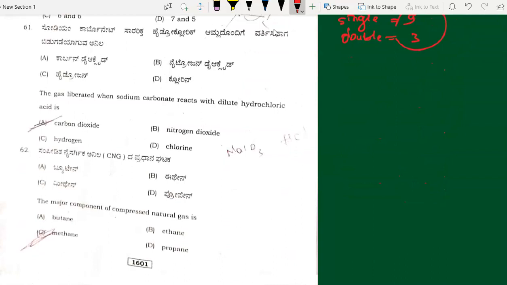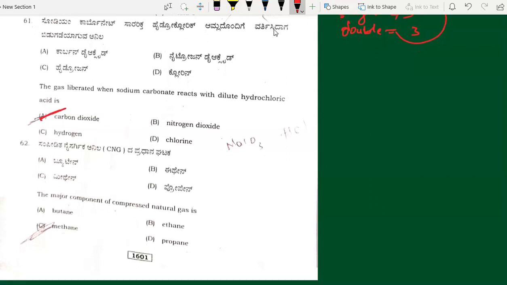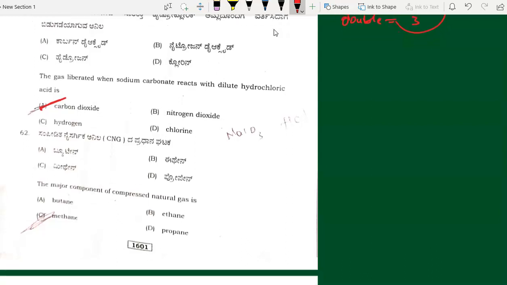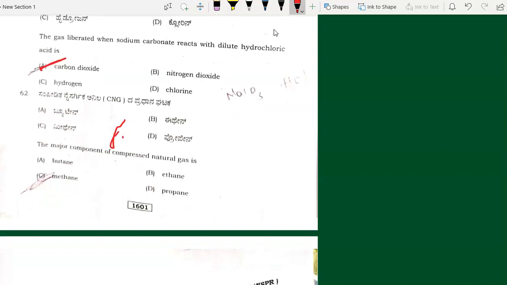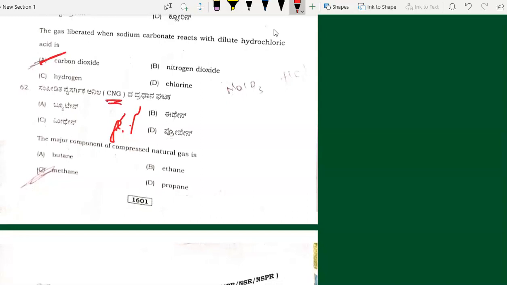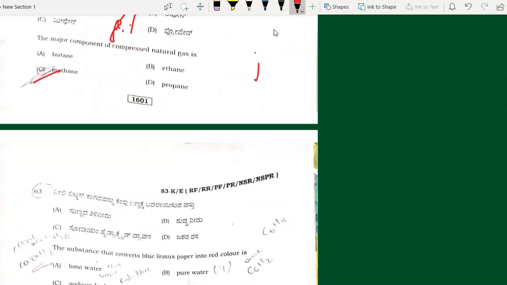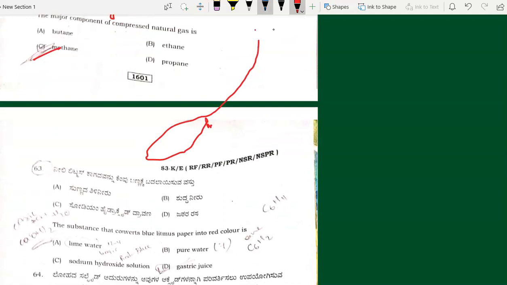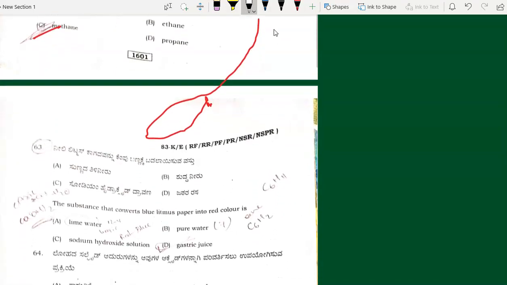Next we'll go. The gas liberated when sodium carbonate reacts with dilute hydrochloric acid is definitely carbon dioxide. You know this reaction: Na2CO3, when it reacts with HCl, produces NaCl plus carbon dioxide plus water. Okay. Next we have CNG. In CNG, methane is the one which we are going to use. Sorry. The answer is methane.